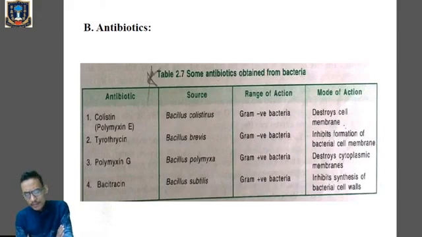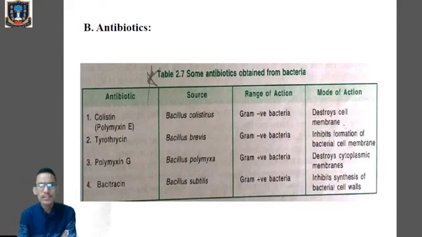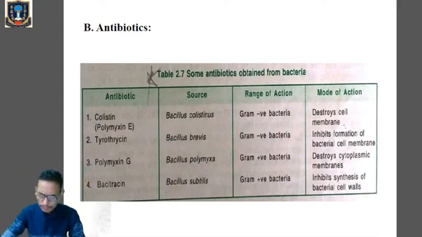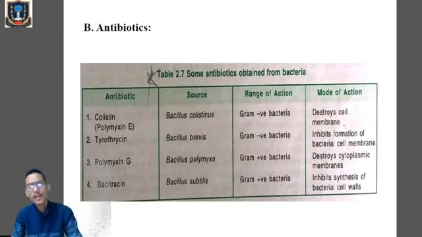Next one, most important, is antibiotics. An antibiotic is a chemical produced by microorganisms and used for the treatment of different types of fungal and bacterial infections. Man has isolated many antibiotics from various bacteria and utilized them as drugs for the treatment of different types of pathogenic microorganisms. And what was the first antibiotic? It was penicillin, discovered by Sir Alexander Fleming, obtained from which fungus? Penicillium notatum.